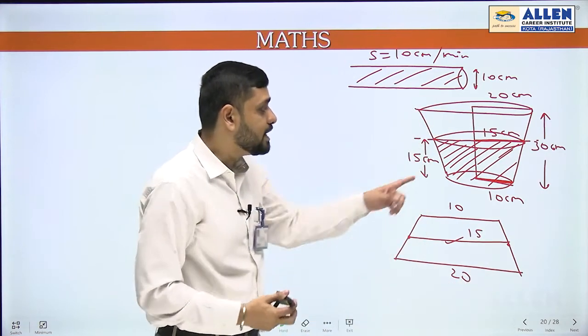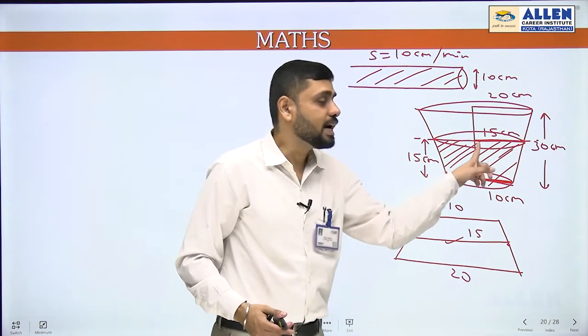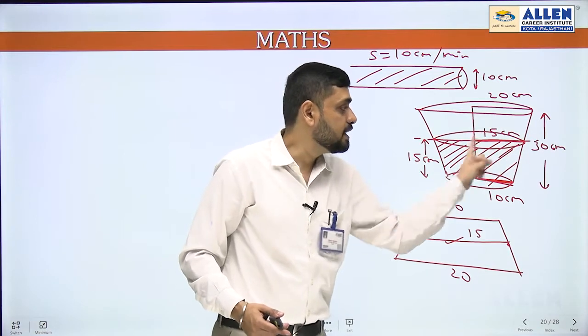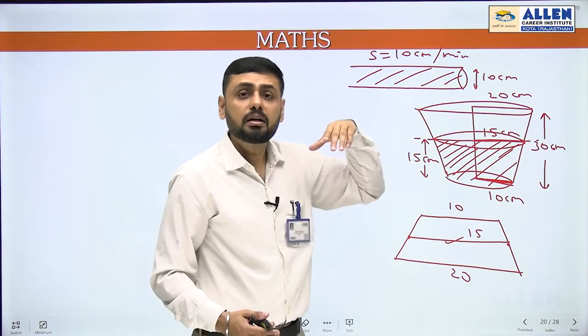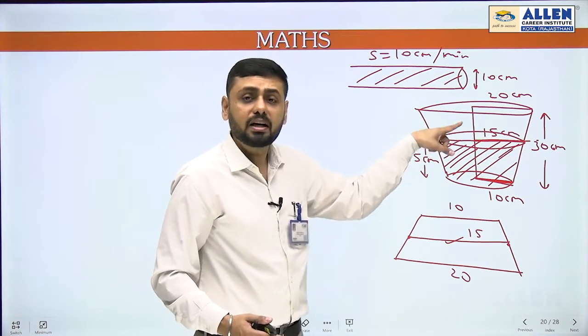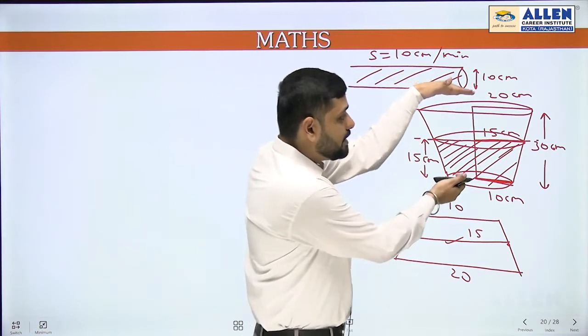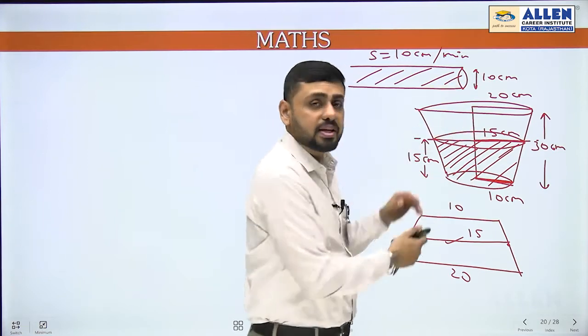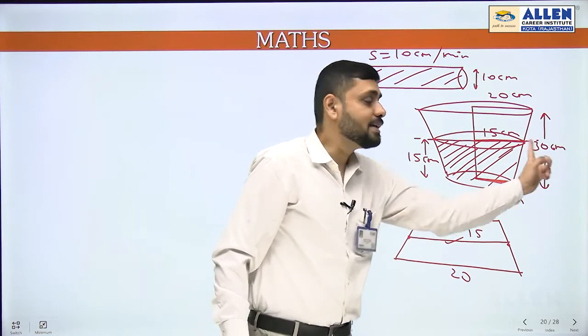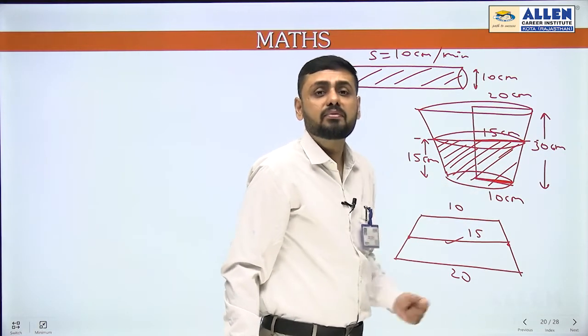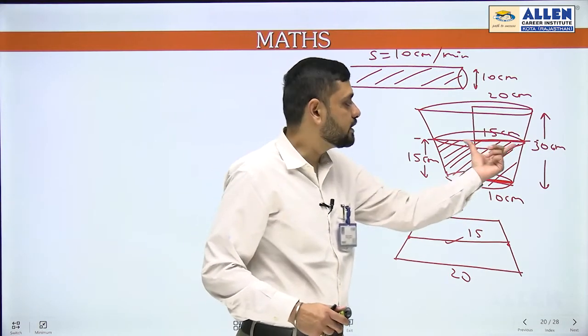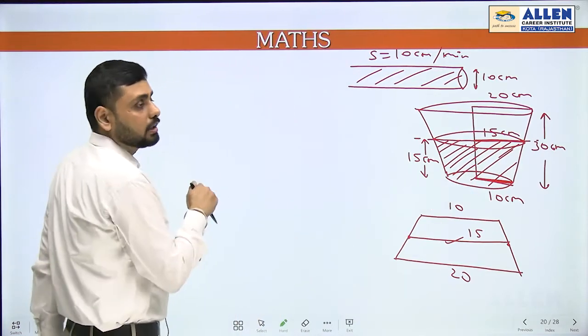So we have used that concept to get the radius of this middle portion, because this point is exactly in the middle, as we require the height up to 15 centimeter. Total height is 30, and we are taking height up to 15 centimeter. It means this line is exactly in the middle. Therefore, this radius will be 15 centimeter. So we need to take the radius 15 centimeter. Now, we will make the volumes equal.